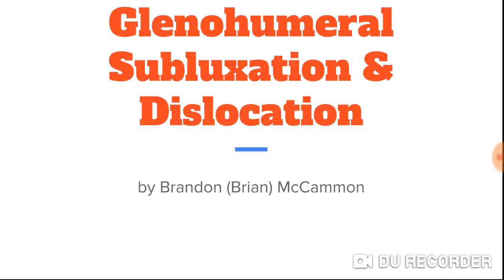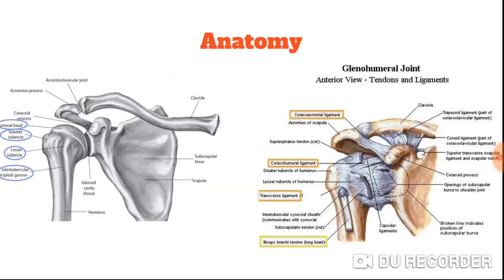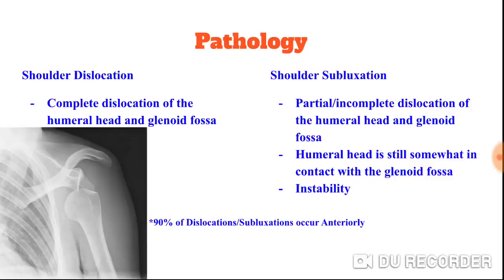Today I'll be presenting glenohumeral shoulder subluxations and dislocations. So some basic anatomy. The image on the left is just basic bone anatomy. You can tell just by looking at the shoulder and the glenoid cavity it's a pretty unstable joint. Then the image on the right, you can see the soft tissue, ligamentous, and cut tendon structures that make up the glenohumeral joint, which helps stabilize the joint itself.